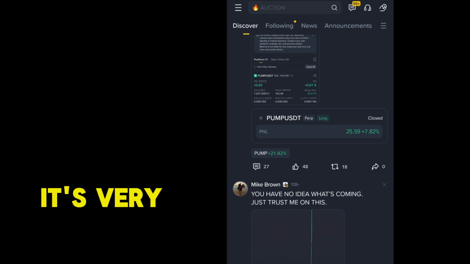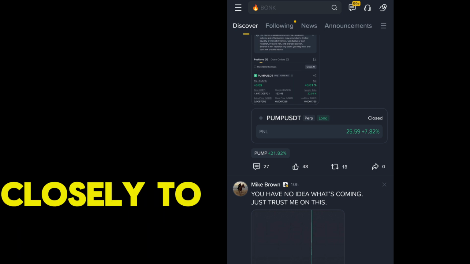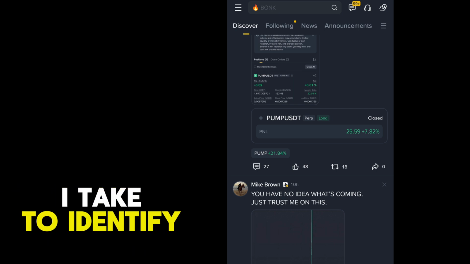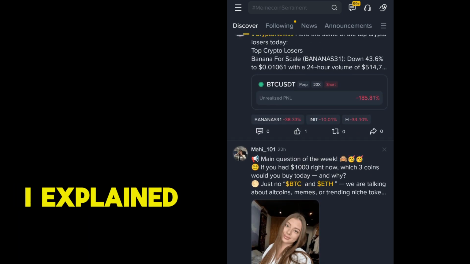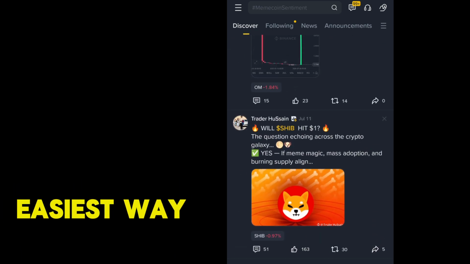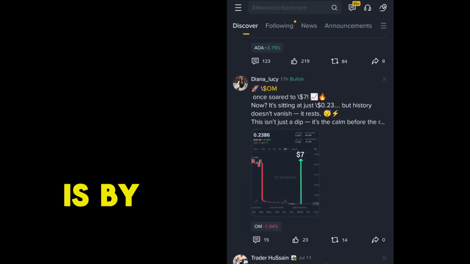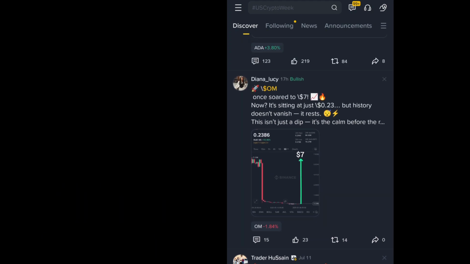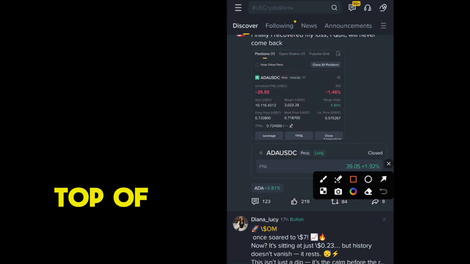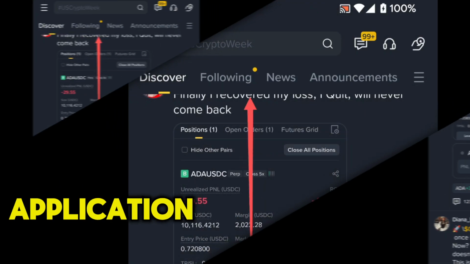Okay, it's very important for you guys to pay attention closely to what process I take to identify these NFTs. Now, in my previous video I explained to you that one of the easiest ways to identify treasure NFTs is by searching for treasure NFT. Correct? So what we're going to do at this point is, you see the search icon you find at the top of your screen on the Binance application.